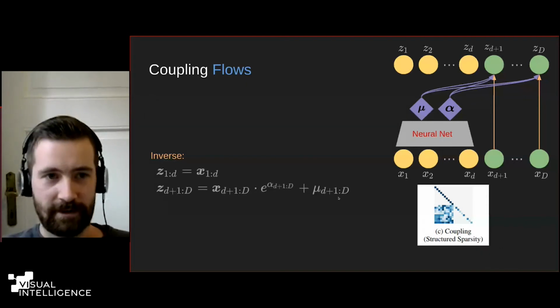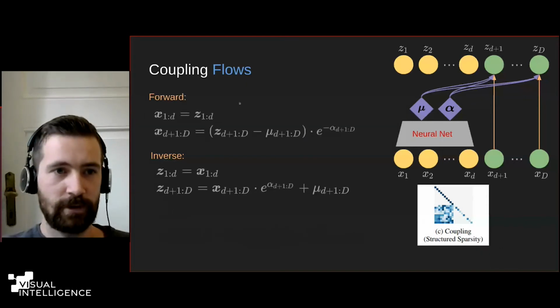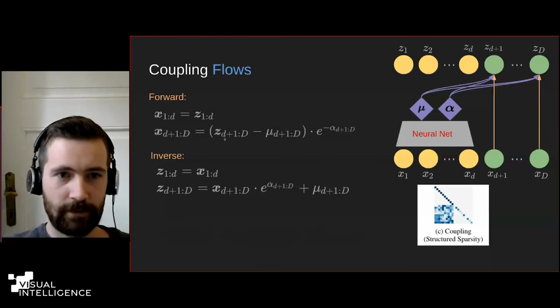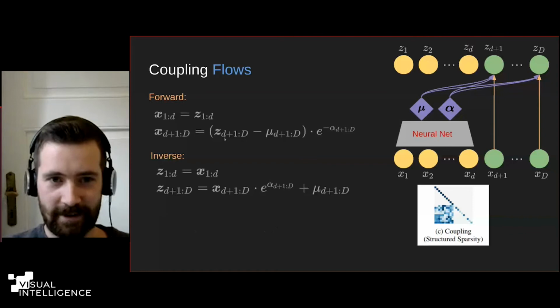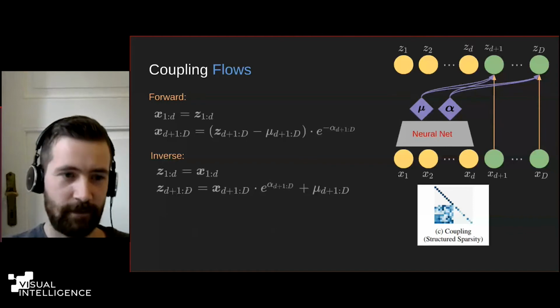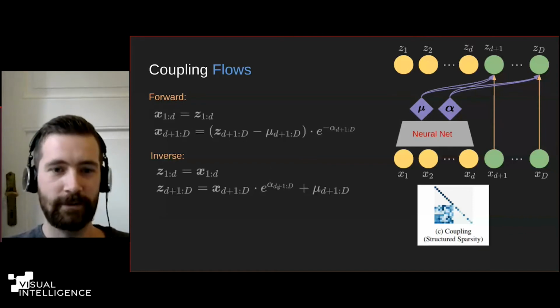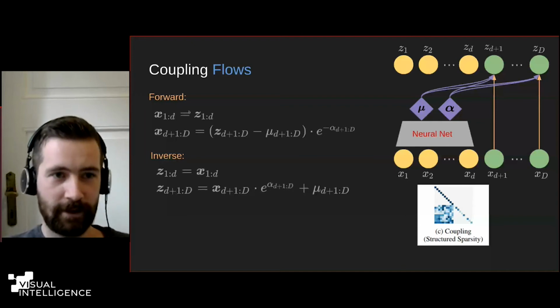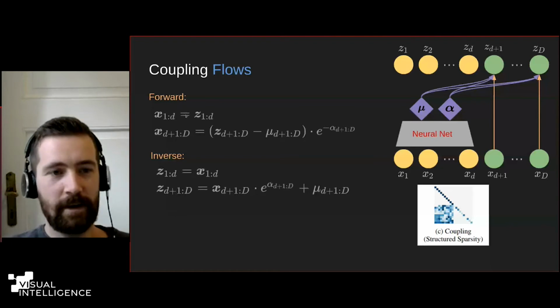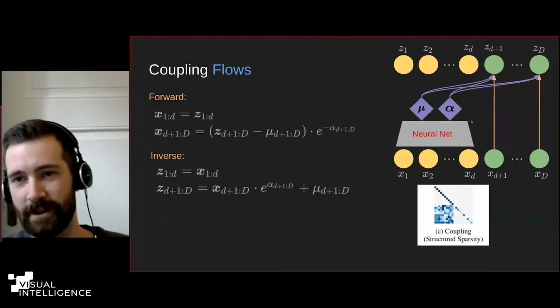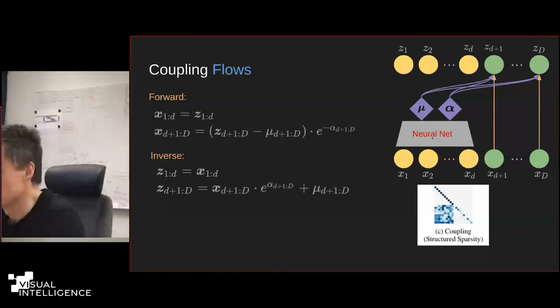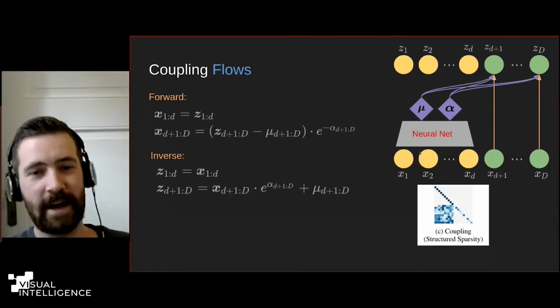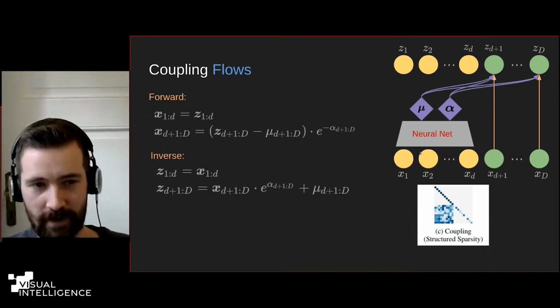The benefit of this is it's quick to invert. So we just have to essentially invert this affine transformation here, very easy. We move mu over and divide by e to the alpha. And the first part is, of course, very trivial because it's identity. And that means when we're going the other way during sampling, the neural net can just look at the identity transform part. So it's fast to go in both directions.